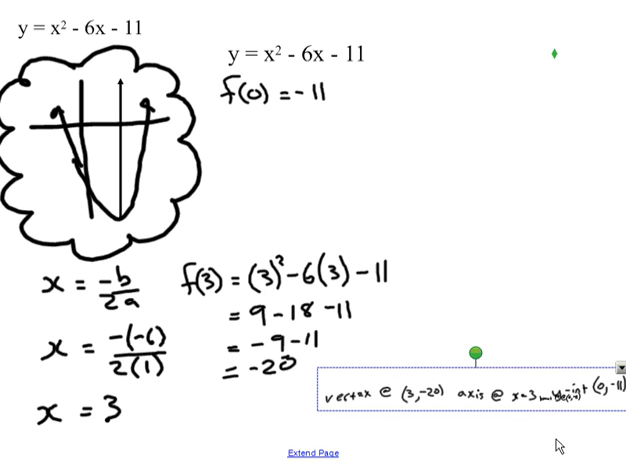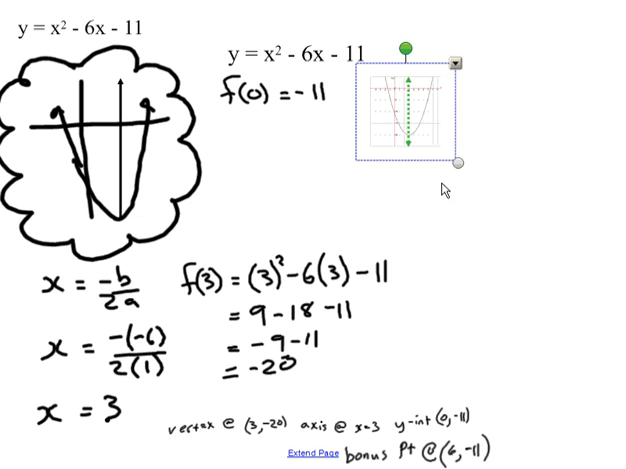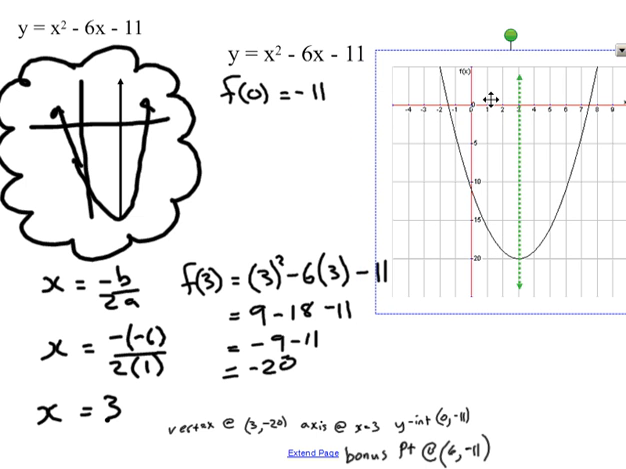Summarize my findings and get a bonus point if I have to go, as the graph shows. If I have to go 3 to the right, then my symmetry point is going to be 6 away. So if I'm at 0, negative 11, I will also be at 6, negative 11. I label the vertex, I label the bonus point, I label the y-intercept, and I can see now estimates for my x-intercepts are around 7.5 and negative 1.5, both the same distance away from 3. Hope that's helpful.